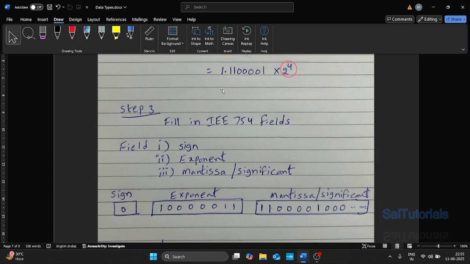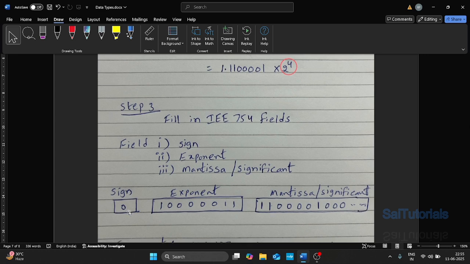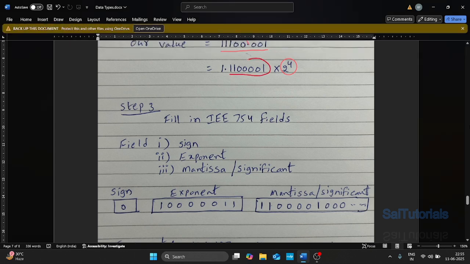As I know, this is a positive number, so I can keep 0 in the sign bit. For positive it's 0 and for negative it's 1. Then we have the exponent. Because I'm doing this operation for float, we have a standard: for float we have to keep 8 bits for the exponent, so I leave 8 bits here. Then we have to fill the mantissa. What is the mantissa here? The value which is there after the decimal point. So I fill this value here: 11000001.